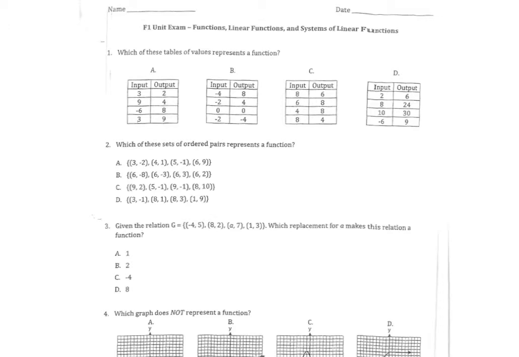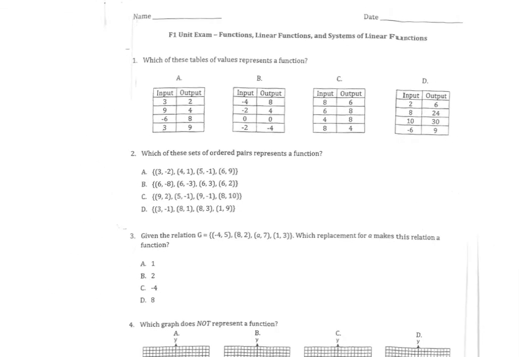We're gonna have question number one: which of these tables or values represent a function? Now, a function is a rule that assigns exactly one output for each input. So we shouldn't have two outputs for one input. If we check A, we get 3 has output 2, 9 has 4, -6 has 8, and 3 has 9. We really have 3 has 2, so 3 has two outputs, 2 and 9, because 3 is the same thing as this one.